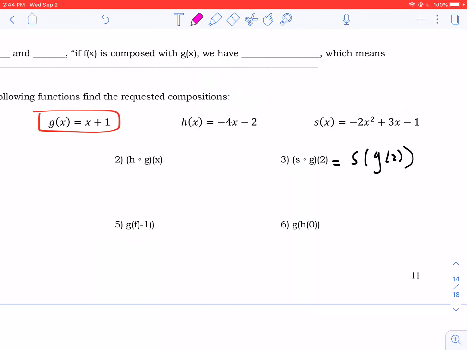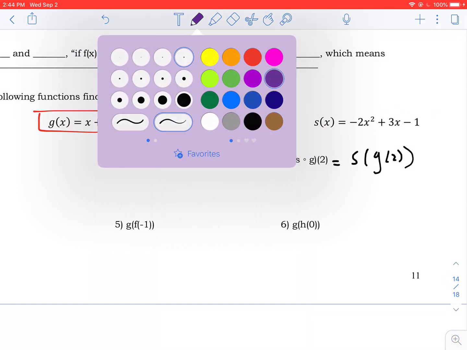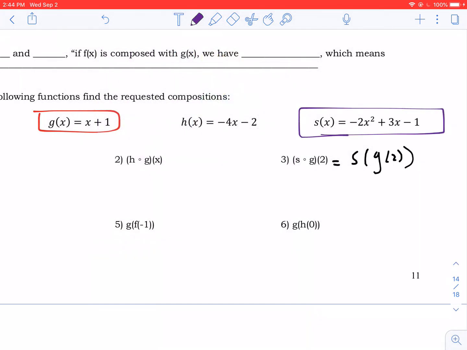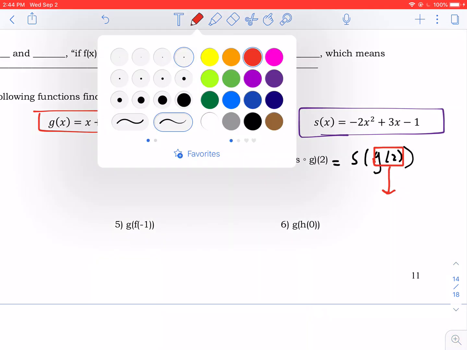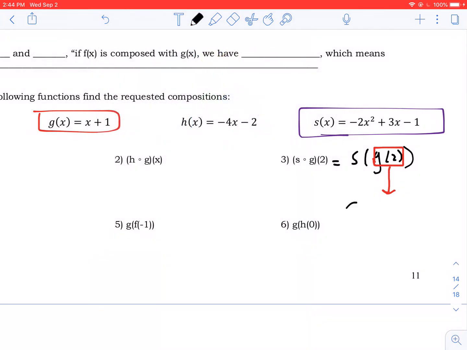Let's do like purple or something. Get a little bit different of a color. Okay, so here we go. S of g of 2. So we're going to start on the inside, and we're just going to worry about what on earth g of 2 is. Once I find g of 2, I'm going to plug that number into the s function and then keep going. Okay? So for now, let's just focus on g of 2.